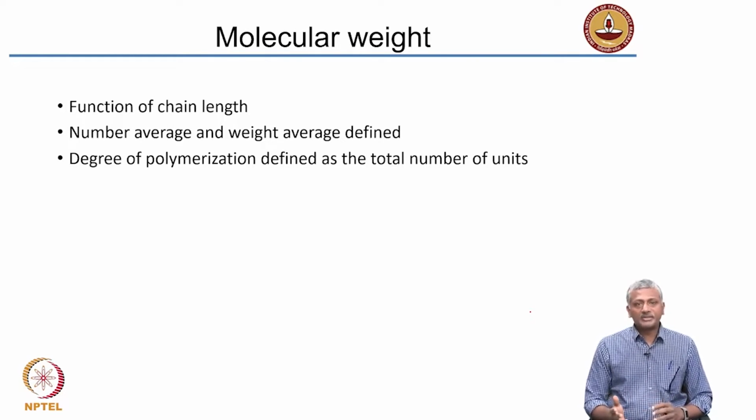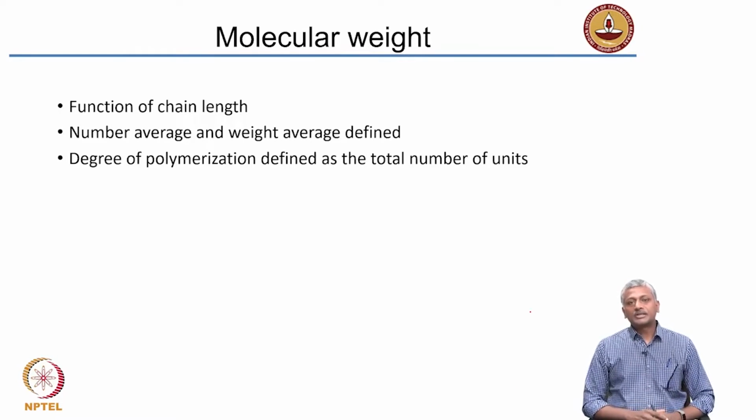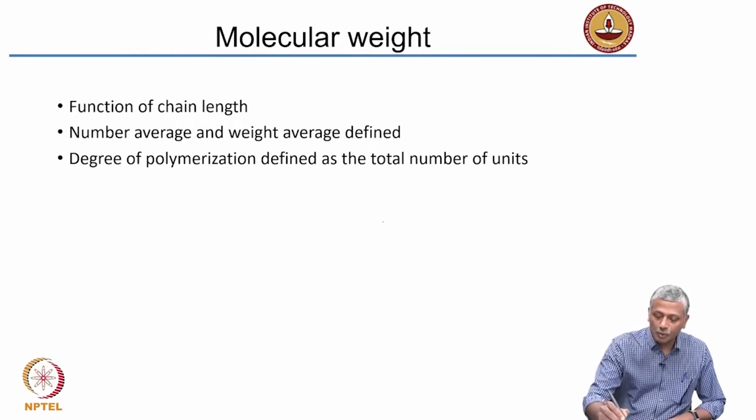And the degree of polymerization is nothing but how many units are joined together. Okay. So, that is why, when two units are joined, we call it a dimer. Of course, a single unit is a monomer.